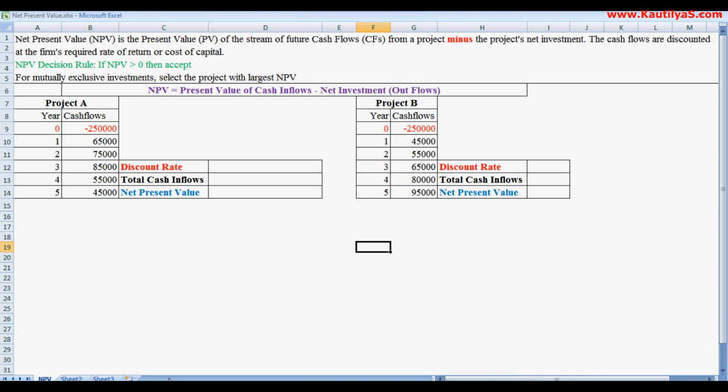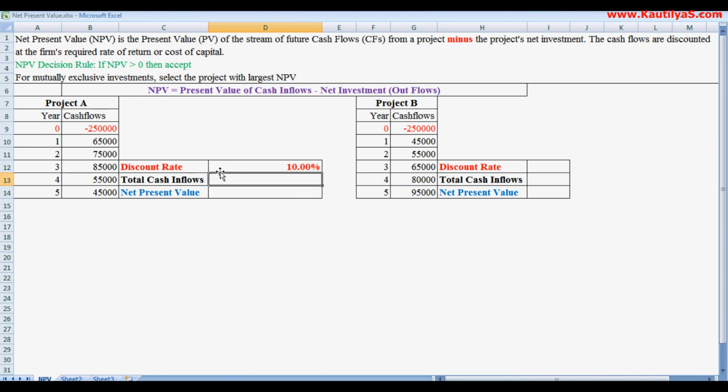To calculate this, I have taken an example of two projects, project A and project B, and their cash flows are presented here. In year 0, the net investment of project A is 2,50,000, and in year 1 it yields cash flows of 65,000, then in year 2 onwards 75, 85, 55 and 45,000 are the cash flows. And here we have a discount rate, which is the cost of capital or rate of return. For this project, we assume a discount rate of 10%.